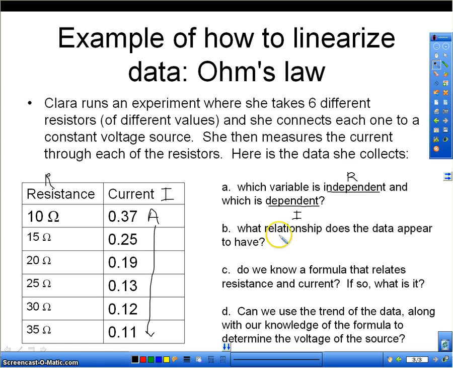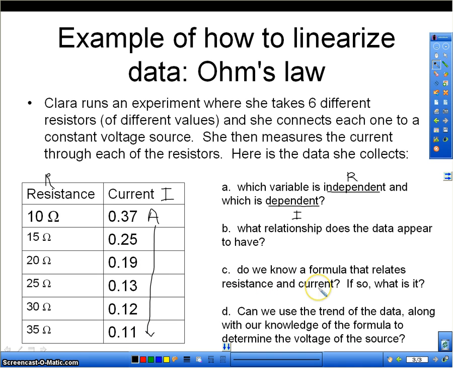The next question says, what relationship does the data appear to have? So when we look at the relationship that the data has, if we just look at it, you can see that the resistance tends to be getting higher and the current tends to be getting smaller. And so we would say it's some sort of relationship. We don't know exactly what it looks like. It could be a negative linear thing where it gets less and less, or it could be an inverse. We're not sure. But we definitely have one getting larger and the other getting smaller.